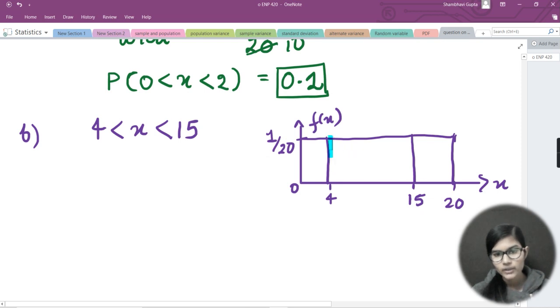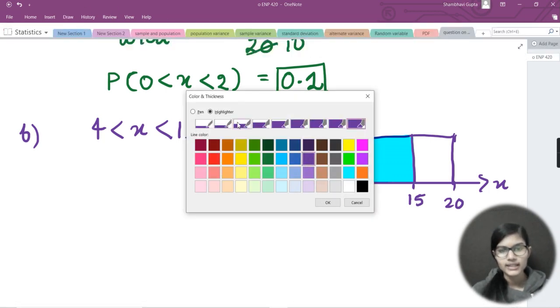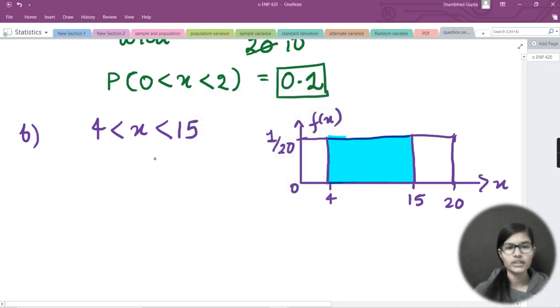Okay, so here what we are going to do is find the area between 4 and 15, and 4 and 15 is the portion which I am highlighting, right? So we are going to find the area between these things. Now let me again take the color and let me start writing the things, and this is also the same as we have done previously.